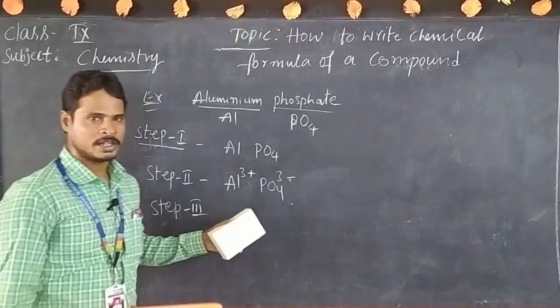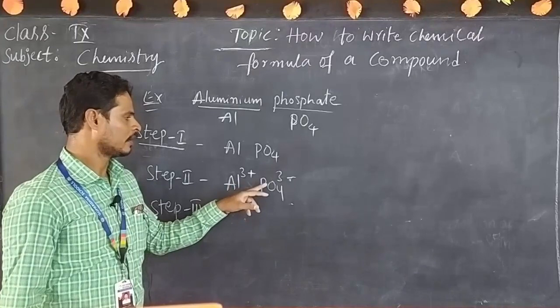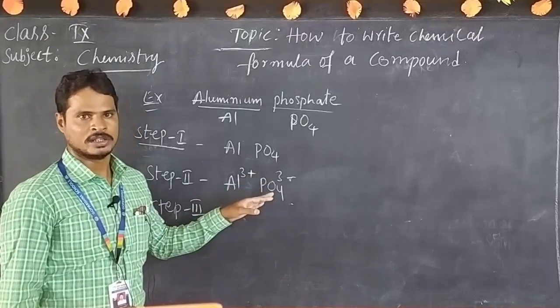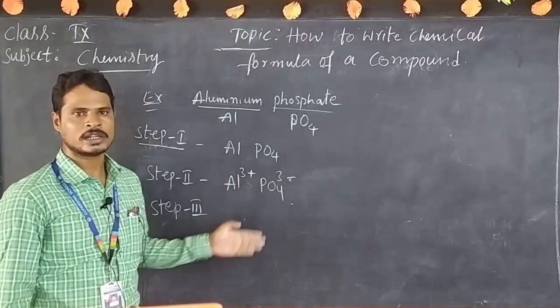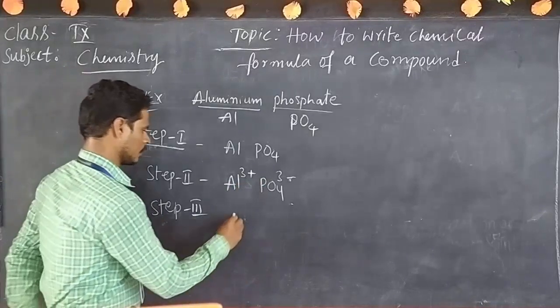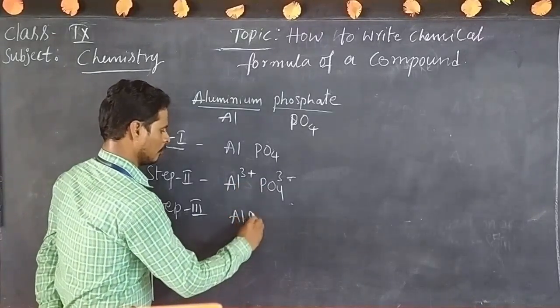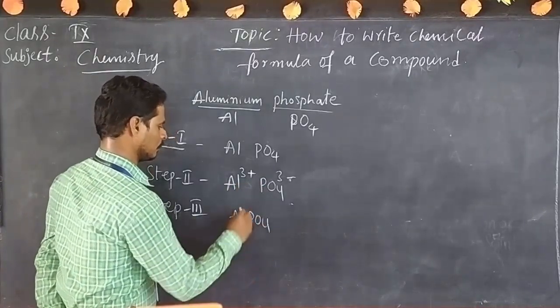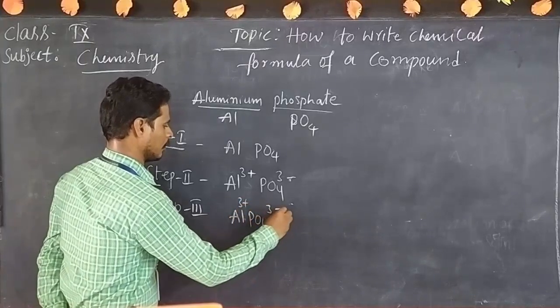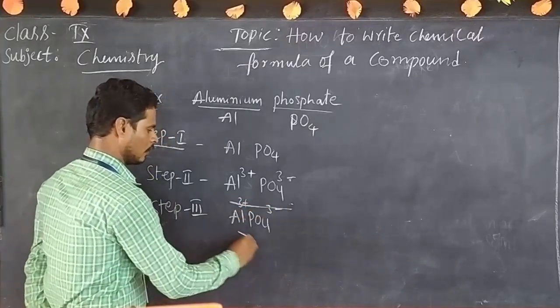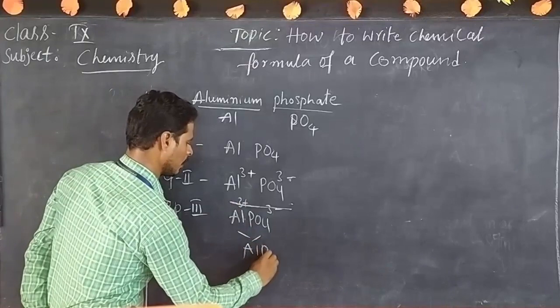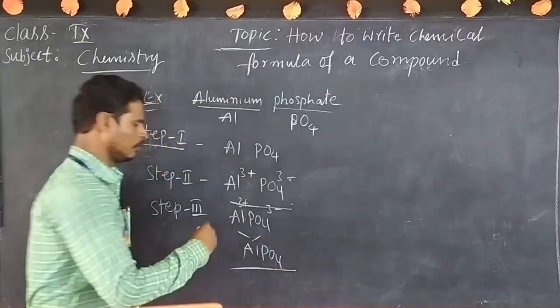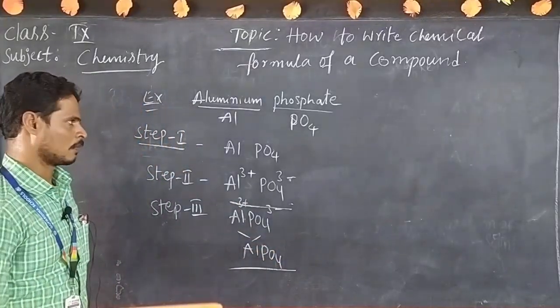Step 3. Here what do you observe? Both are having the same valency. That's why directly cancelled, we get the formula. Al PO4, 3 plus 3 minus, directly cancelled, we get formula AlPO4. This is the aluminum phosphate formula.